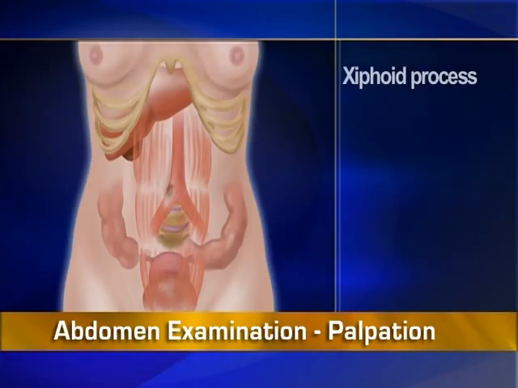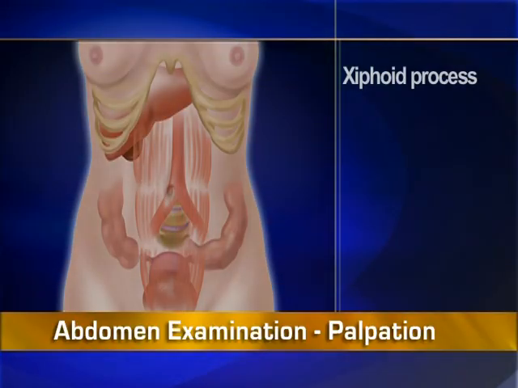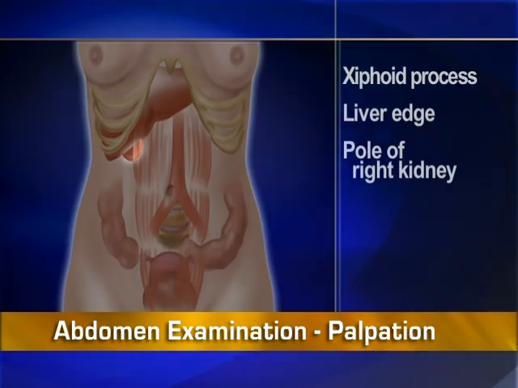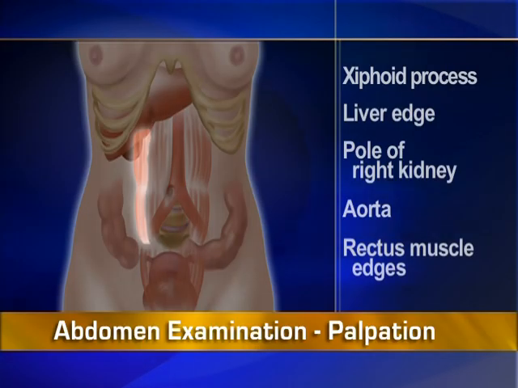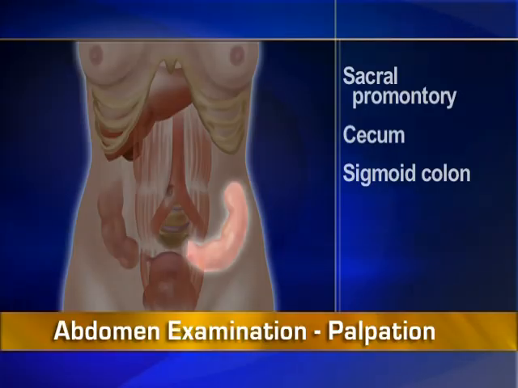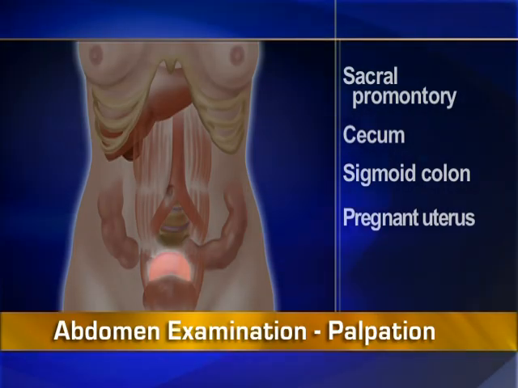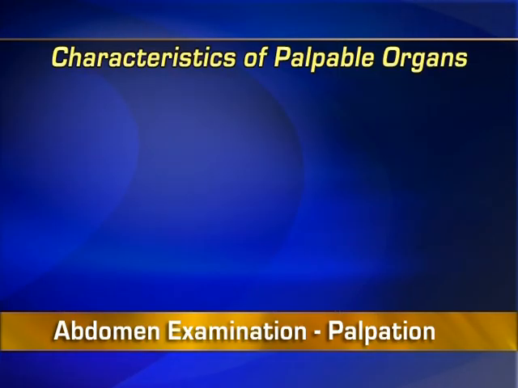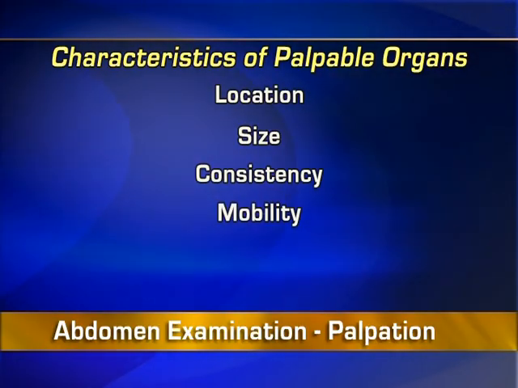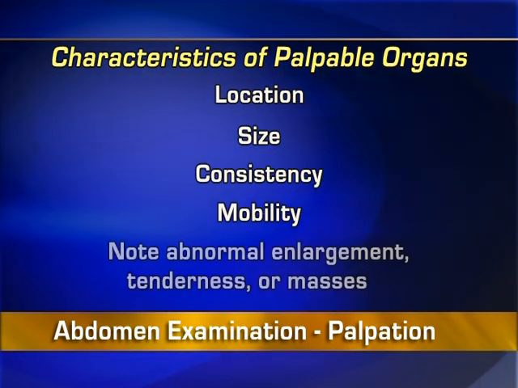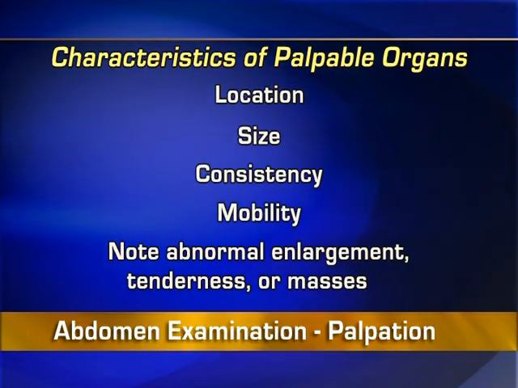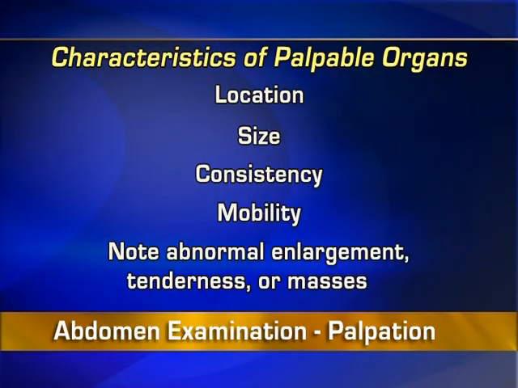Also, don't mistake a mass for a normally palpable structure, such as the xiphoid process, liver edge, lower pole of the right kidney, aorta, rectus muscle edges, sacral promontory, cecum, sigmoid colon, pregnant uterus, or full bladder. As you palpate, note the location, size, consistency, and mobility of any palpable organs. Also note any abnormal enlargement, tenderness, or masses. Mild tenderness is normal when palpating the sigmoid colon.